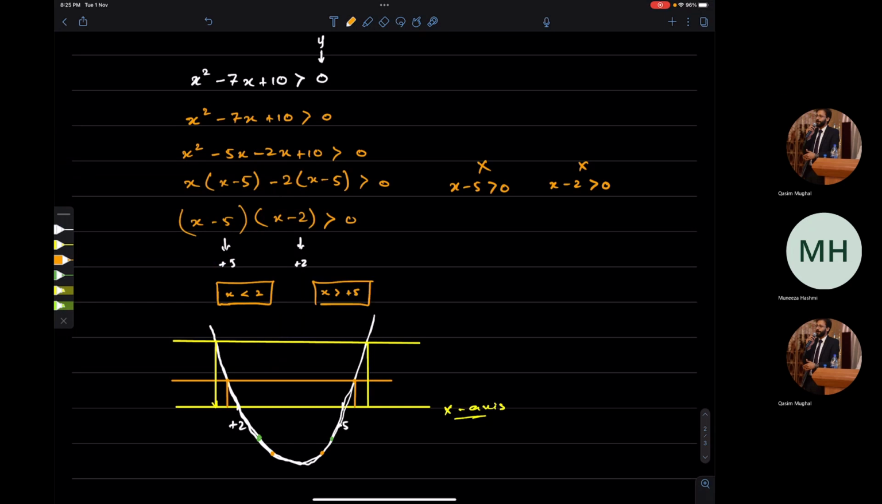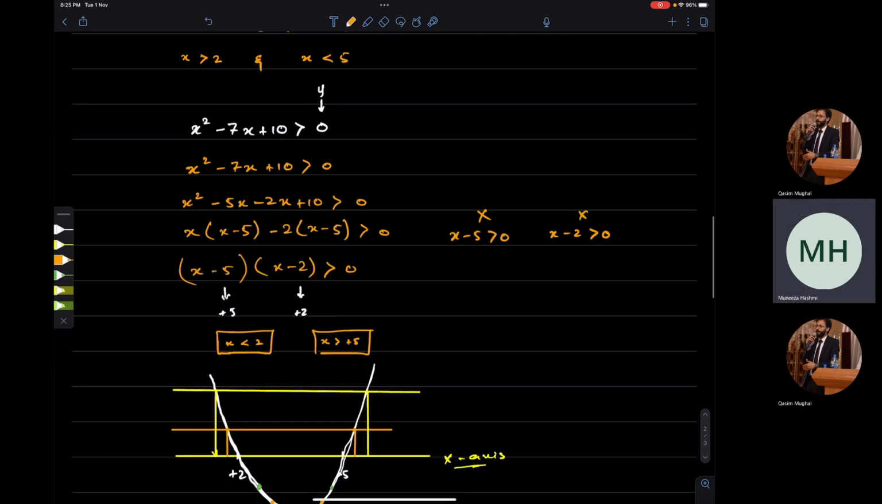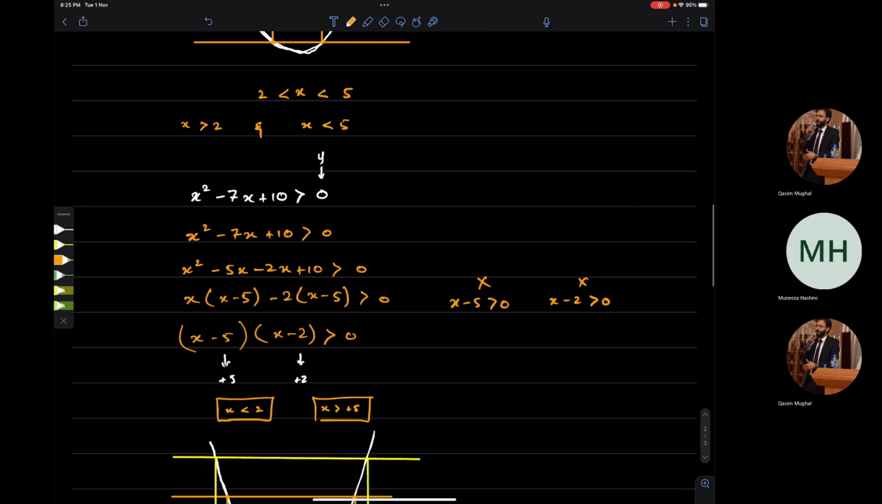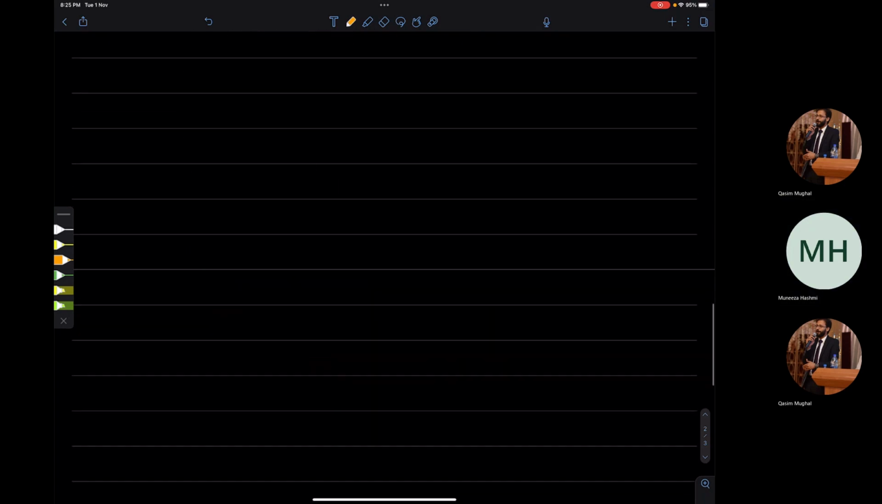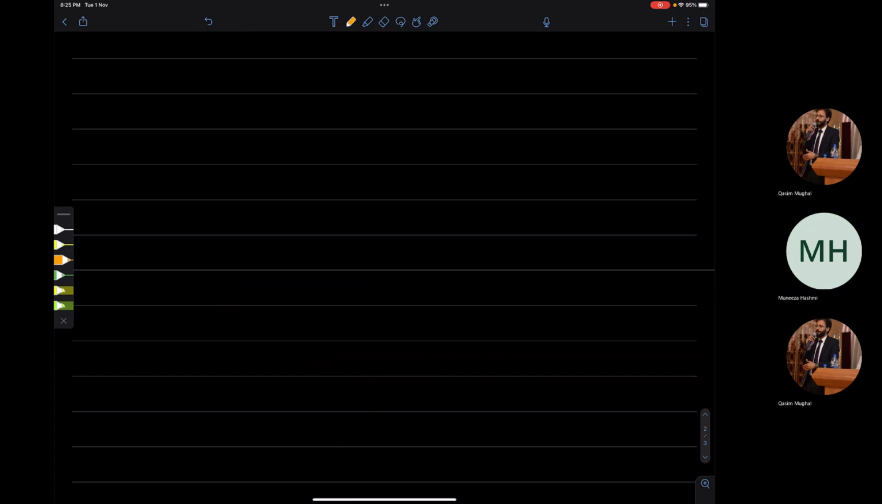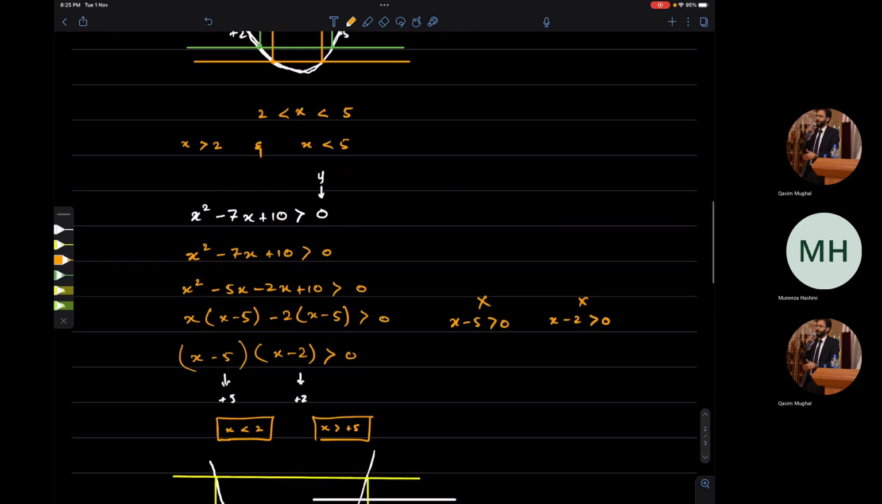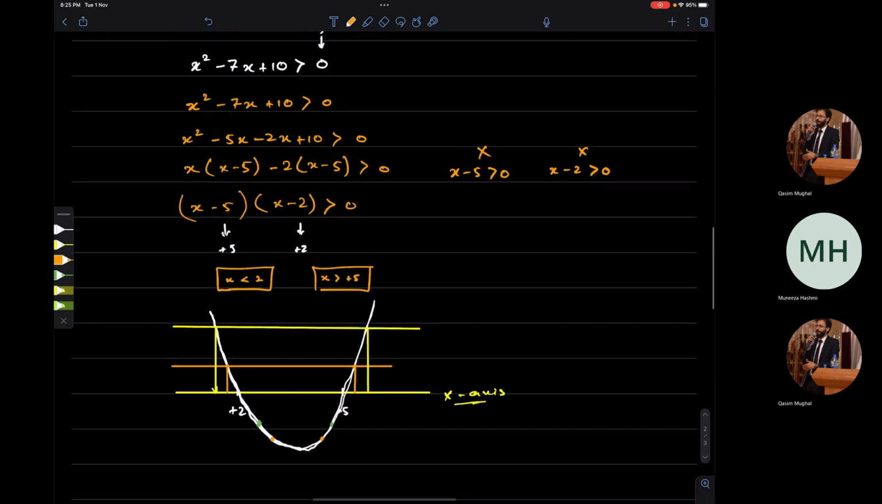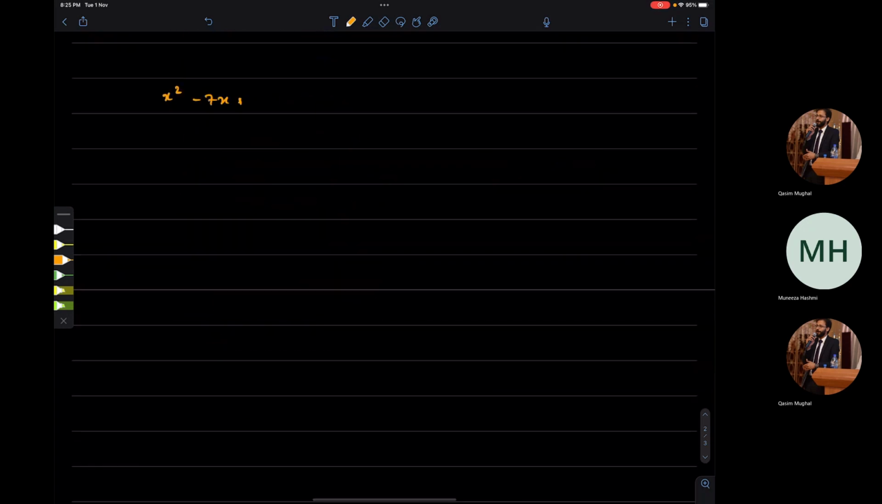Both of these. Okay. Have you understood the association of the solution with the graph? Yes, sir. All right. Now I'm going to tell you the shortcut method. I will be applying it to the same question. So x squared minus 7x plus 10 is greater than 0. I'll also be doing the same question with x squared minus 7x plus 10 less than 0.